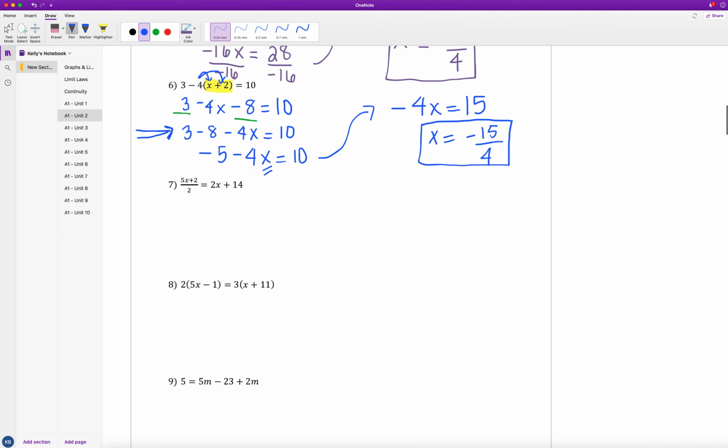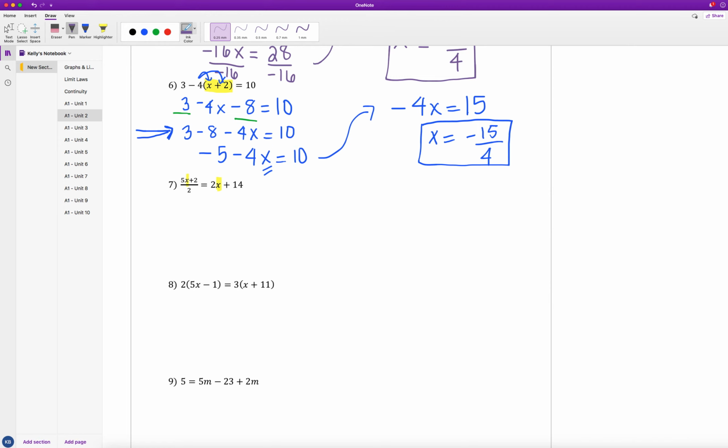Okay. Let's look at number 7. So on number 7 we have 5x plus 2 all divided by 2 equals 2x plus 14. So now we actually have an x in more than one place. So I have an x both on the left-hand side and on the right-hand side. So for me to be able to solve for x, it means I need to combine all of those x's together. As it stands right now though, I can't subtract the 2x over and combine it with the 5x because the entire left-hand side is divided through by 2.